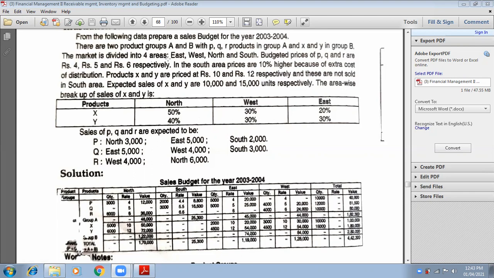What he says here, look at my cursor: in the south area, prices are 10% higher because of extra cost of distribution. Because there is an extra expense, the south area is a little far for them. Therefore, extra distribution cost is incurred, and therefore the prices are 10% higher. So what is the price of product P? The price of product P is rupees 4. Yes or no? Yes, ma'am.